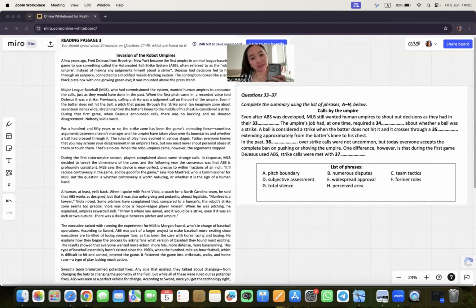And so let's start with the strategy. Of course, you have to use these letters. The answers cannot be words because they say using the list of phrases. Complete the summary using the list of phrases A and H. If you enter words in your answer sheet, it's going to be marked as a wrong answer. So please remember that you have to write A to H letters in your answer sheet, okay? So that's the most important thing.